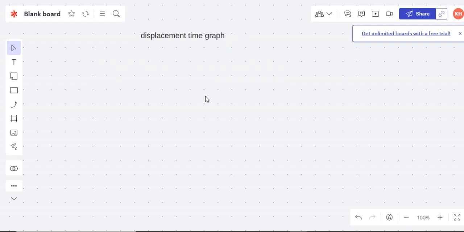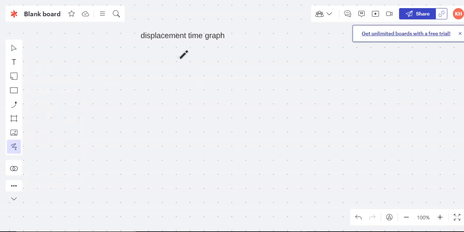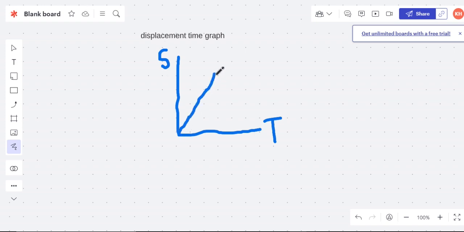The first graph I'm going to discuss with you is just a simple graph. Consider that this is a displacement-time graph, and we know that the displacement-time graph has time on the x-axis and displacement on the y-axis. From the origin, or position vector, we draw a lot of lines, something like this.